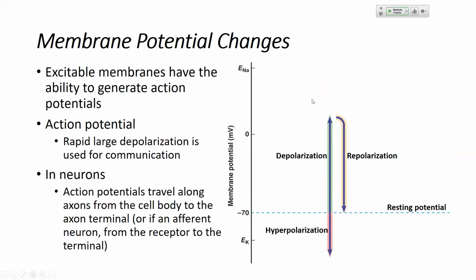Again, we're back to this image where we have depolarization, and specifically, what are the events that we just mentioned that happen here at depolarization? What are the events that we just said happen with depolarization?